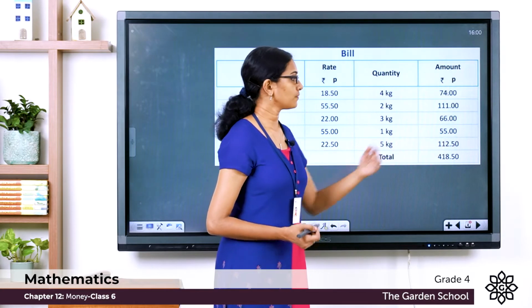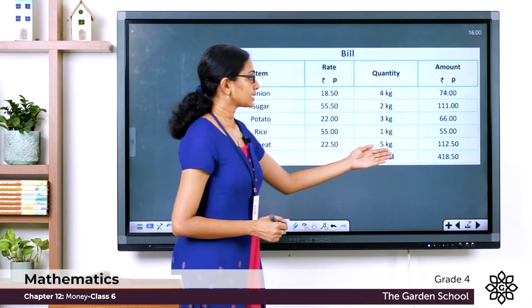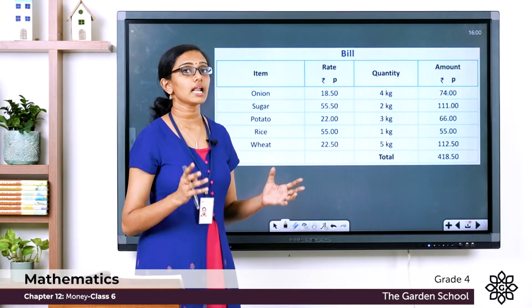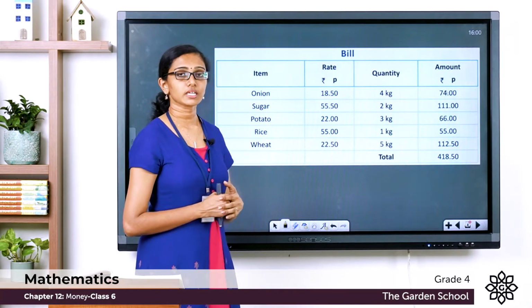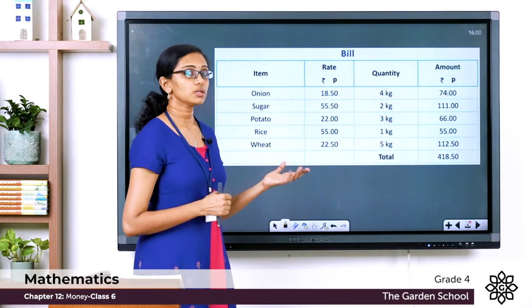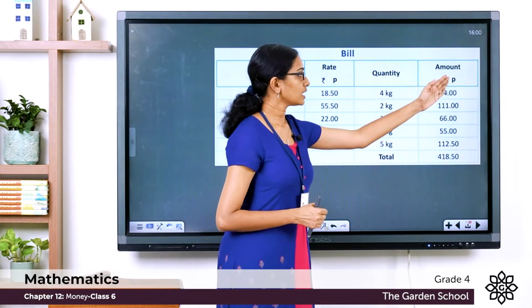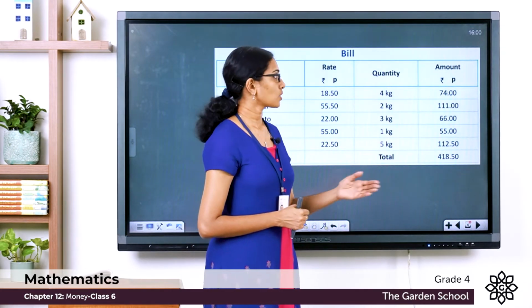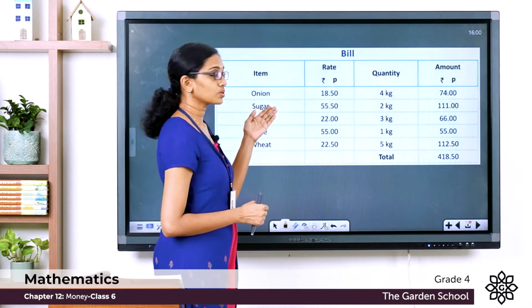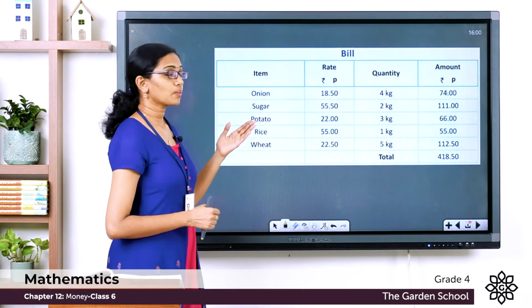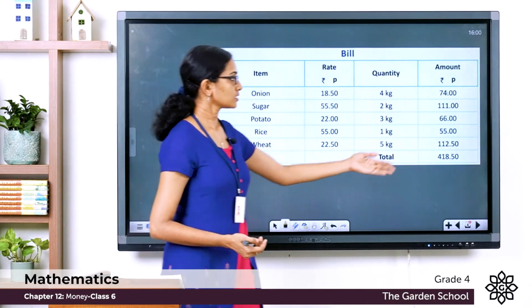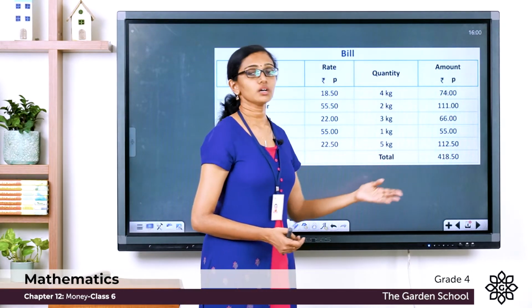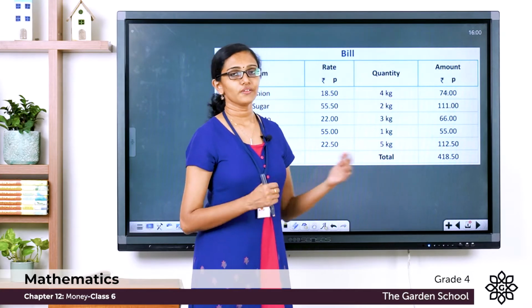and that is equal to 112 rupee 50 paise. Now at the bottom you can see the total amount that he has to pay for all the items he bought from the shop. So the total will be the sum of the individual costs. The cost of onion plus the cost of sugar plus cost of potato plus cost of rice plus cost of wheat, which is equal to a total of 418 rupee 50 paise.